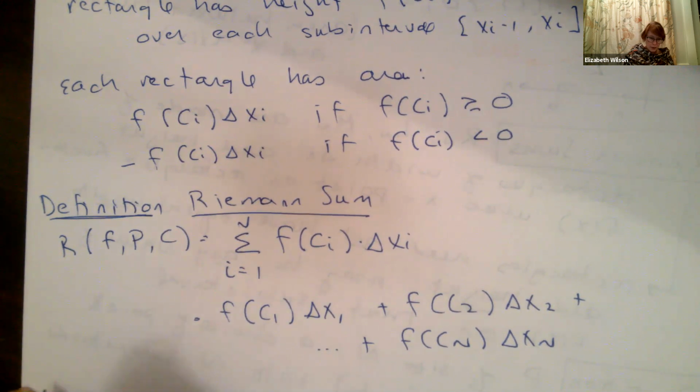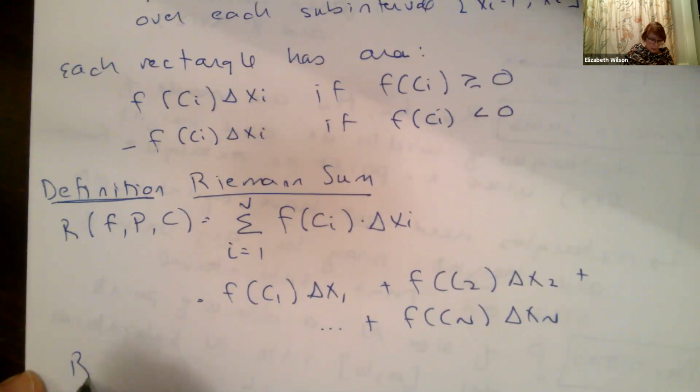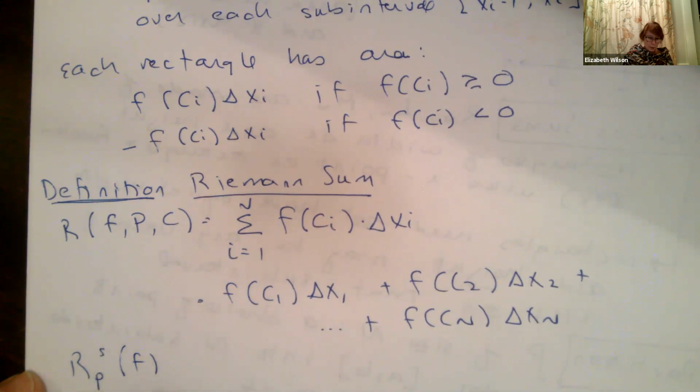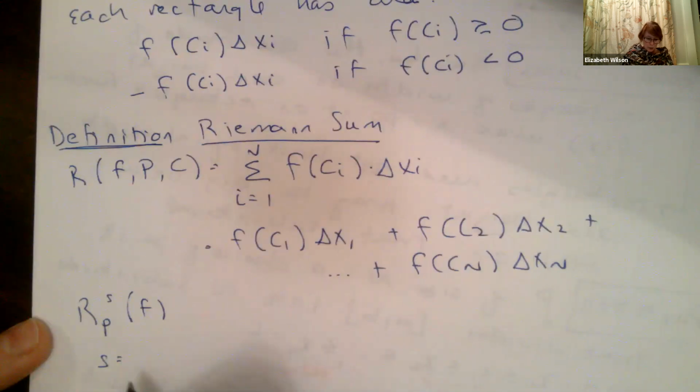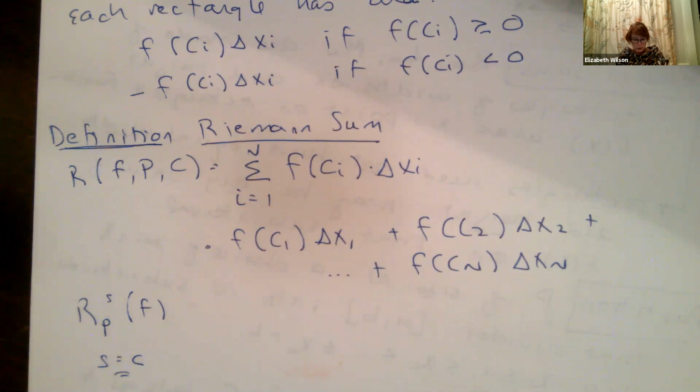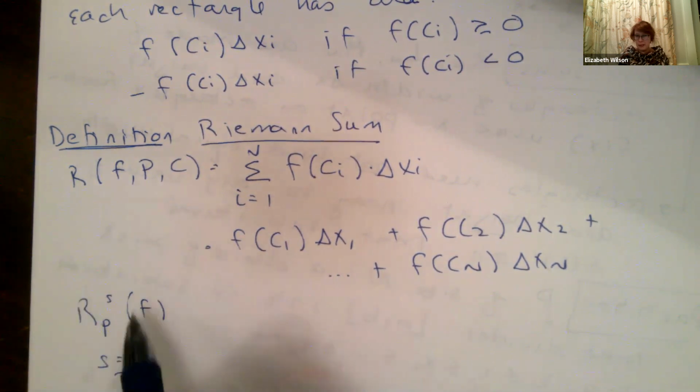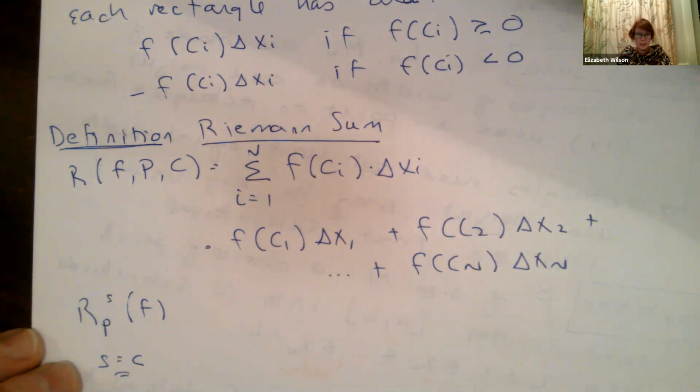This is also sometimes written in our book like this: R(P, S, f). The S, the sample points, is what we've been calling c. So S is our sample point, and some books call it S. This is a P for our partition, and then f is the function. You can write it like this or like that. It just depends; some books write it one way or the other.